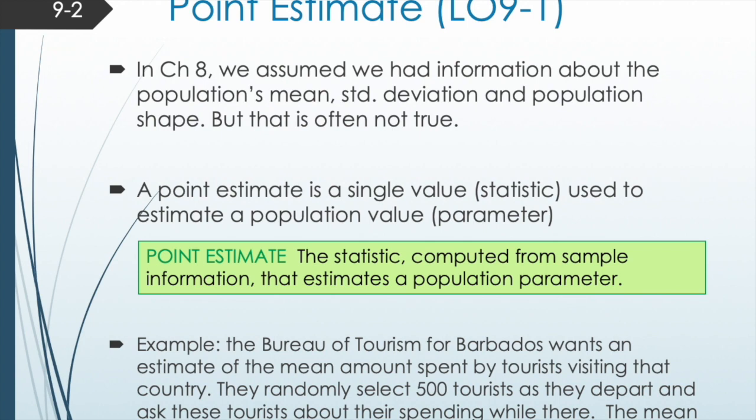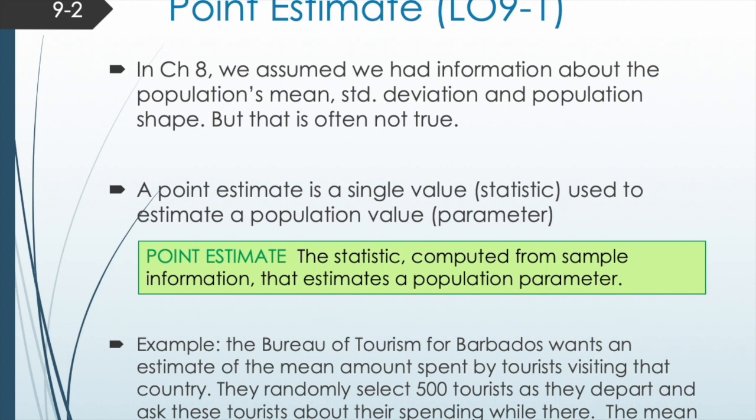So if you think back to the last chapter, Chapter 8, we assumed that we had a lot of information about our population, that we would know its mean, its standard deviation, and these would tell us things about the population shape. And so we could use that information. But the reality is that that's just not often the case. It's not often true. And so instead, we use what's called a point estimate to estimate our population.